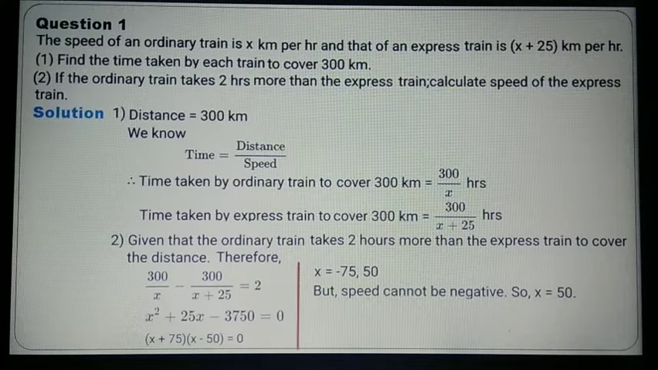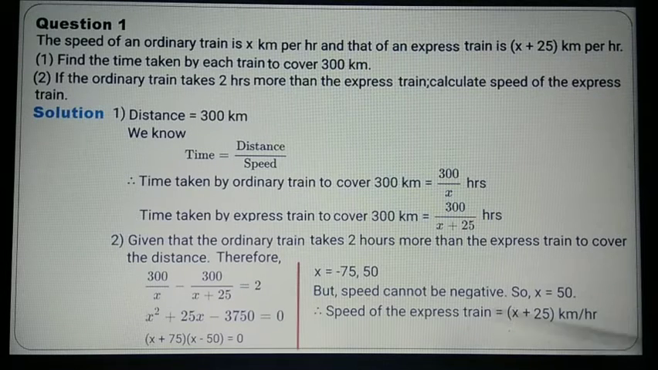The question is asking to calculate the speed of the express train, and the speed of the express train is given to be x plus 25. What is x? x is 50, so 50 plus 25 gives me 75 kilometer per hour.